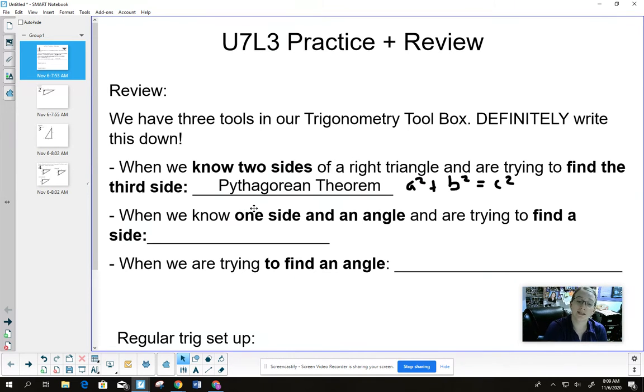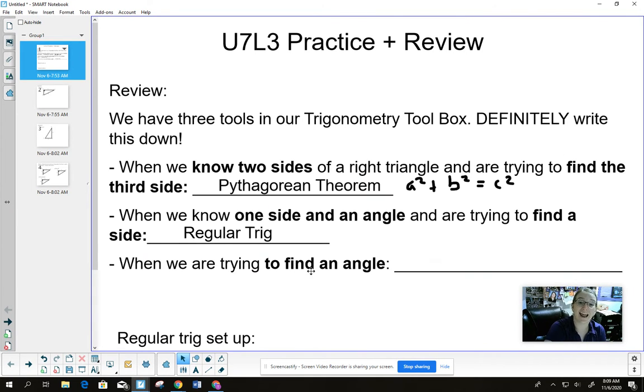Now, what if we only know 1 side and an angle, and we are trying to find a side? Well, I can't do Pythagorean Theorem then, even though we're trying to find a side length, because I have to have 2 sides in order to use Pythagorean Theorem. So if I only have 1 side, that's going to be our regular trig. That'll be SOHCAHTOA, labeling your sides, doing the whole thing and going from there, cross multiplying, all that.